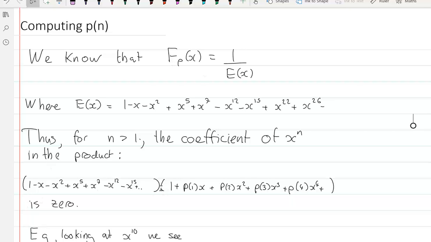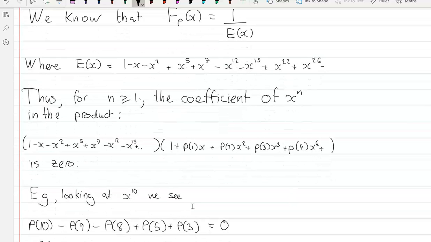E of x, this infinite product, multiplied by the generating function for the partitions, that's 1 plus the number of partitions of 1 times x, plus the number of partitions of 2 times x squared, plus the number of partitions of 3 times x cubed, and so on. That product is just equal to 1, so if you pick out the coefficient of x to the n for any n bigger than 0, that coefficient will turn out to be 0. Okay, so let's, for example, think about the coefficient of x to the 10.